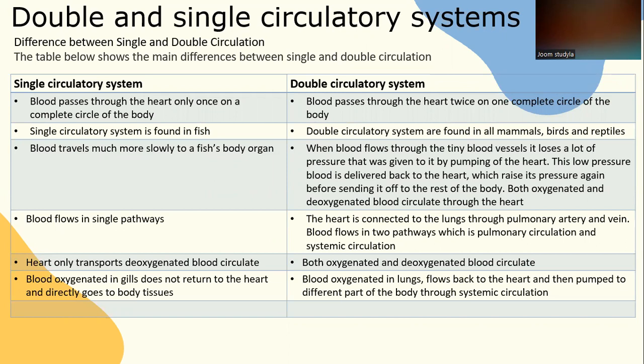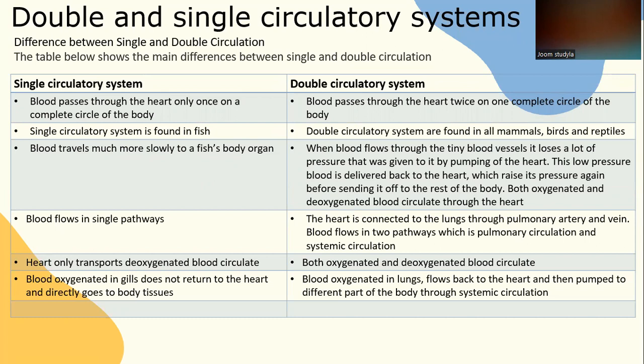The single circulatory system consists of a single pathway. Blood flows in a single pathway. However, in a double circulatory system, the heart is connected to the lungs through the pulmonary artery and veins, and blood flows in two pathways, which are pulmonary circulation and systemic circulation. In the single circulatory system, the heart only transports deoxygenated blood. However, in the double circulatory system, both oxygenated and deoxygenated blood circulate.